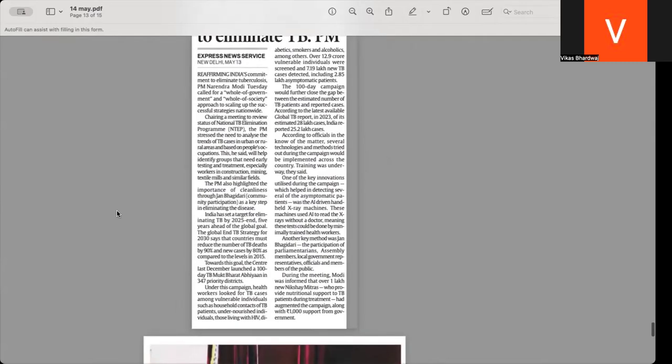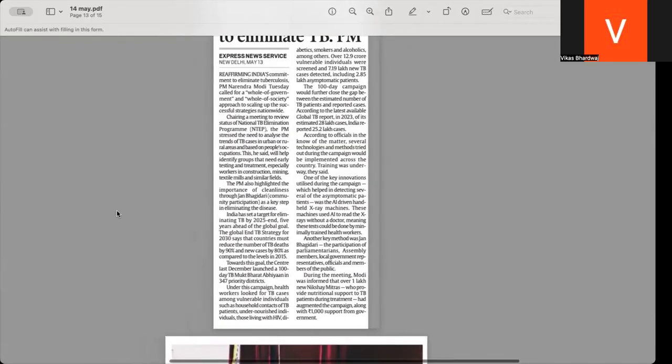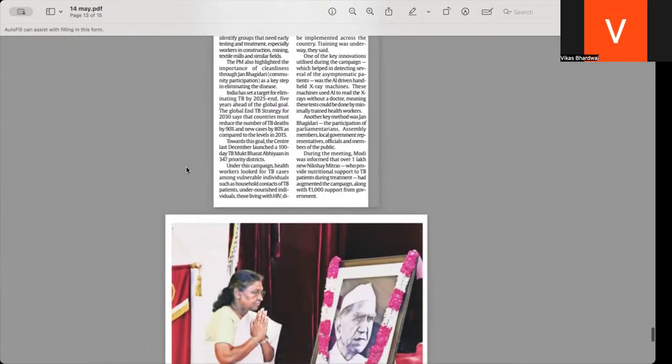The Global End TB Strategy for 2030 says that countries must reduce the number of TB deaths by 90%. So that is how it is. So you must write how India can, through a public campaign and through strategies, eliminate TB completely. Do make a note from the perspective of the ethics question paper.